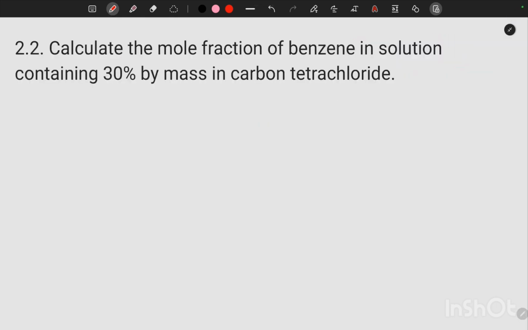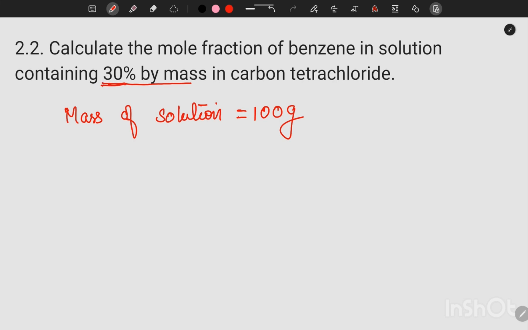Question, calculate the mole fraction of benzene in solution containing 30 percentage by mass in carbon tetrachloride. So percentage by mass of benzene is given. So we know the percentage is given means mass of solution is equal to 100 gram. And here 30 percentage benzene is present means mass of benzene is equal to 30 gram.